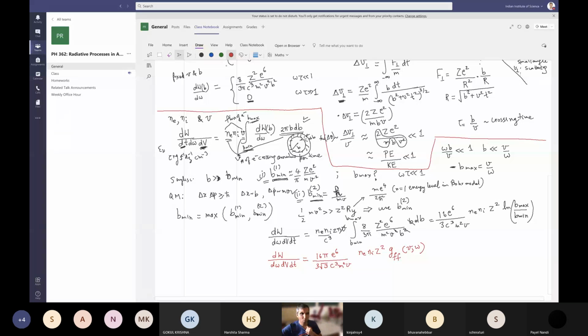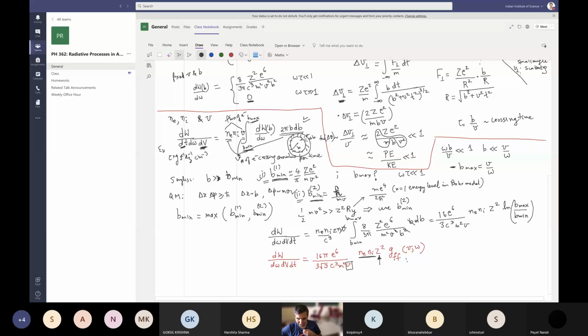What are the important things to notice? It's proportional to Ne times Ni, the number density of electrons and the number density of ions. It's proportional to Z squared, the charge of the ions. It's proportional to 1 by v, which is another very important dependence. The faster the electrons are, the smaller is the power, because the fast electrons are not accelerated as much. Their crossing time is small.